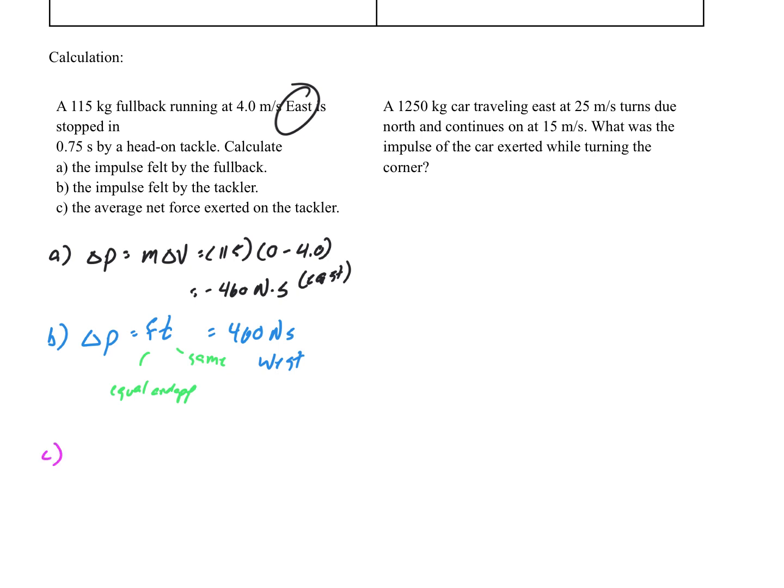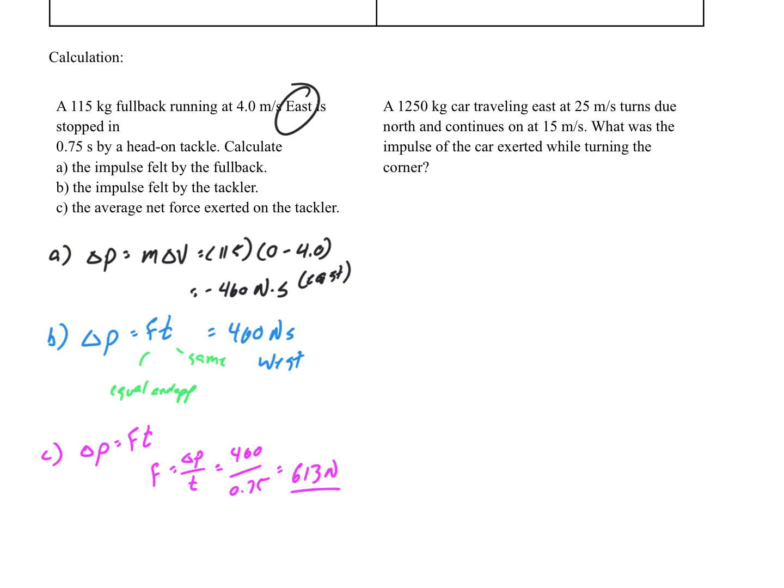Part C, the average net force felt on the tackler. So we can say this, delta P is equal to force times time. Solving for force gives me F equals delta P over t, plug in what I know. So the average force felt is about 613 newtons. So there's that kind of example.